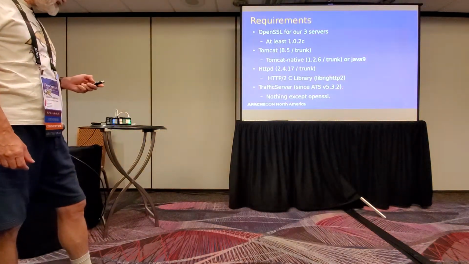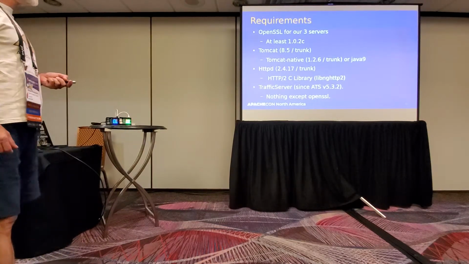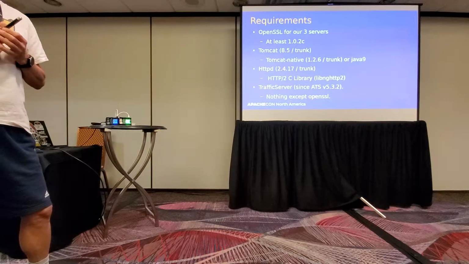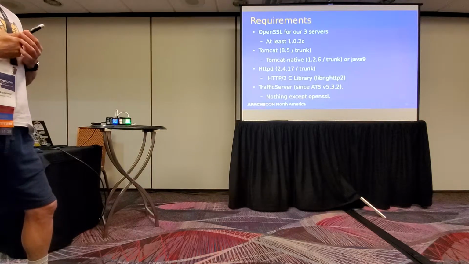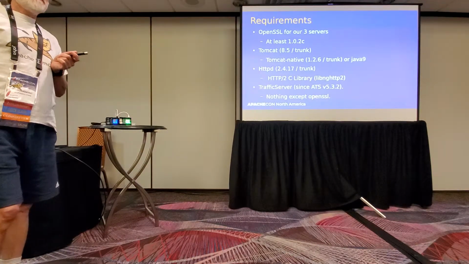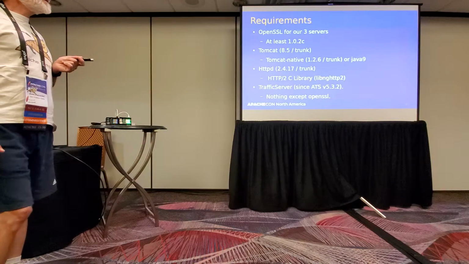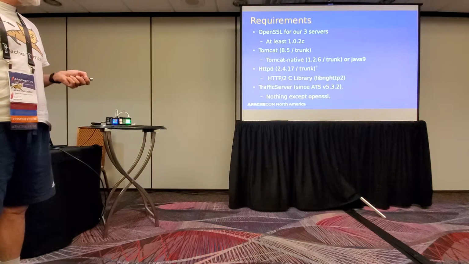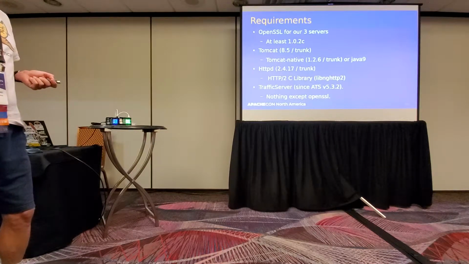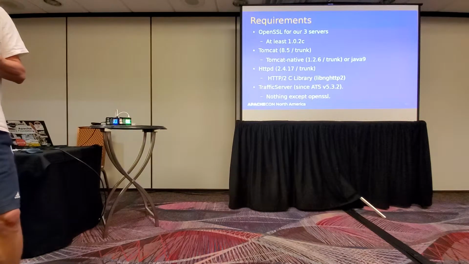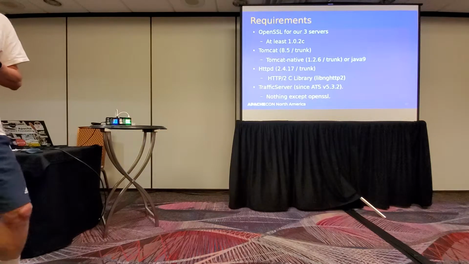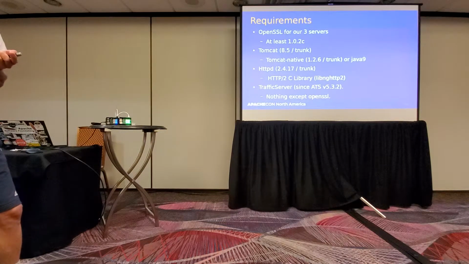So now, let's see. Yeah, the requirements. For Traffic Server, you need OpenSSL, but that's not really a recent version. For Tomcat, you need either Tomcat Native, or at least Java 9. In HTTPD, we have had this since a long time, and it uses the nghttp2 library. For Traffic Server, the code is in Traffic Server. So basically, you just need OpenSSL when you are compiling or installing Traffic Server, and have a separate OpenSSL installation.